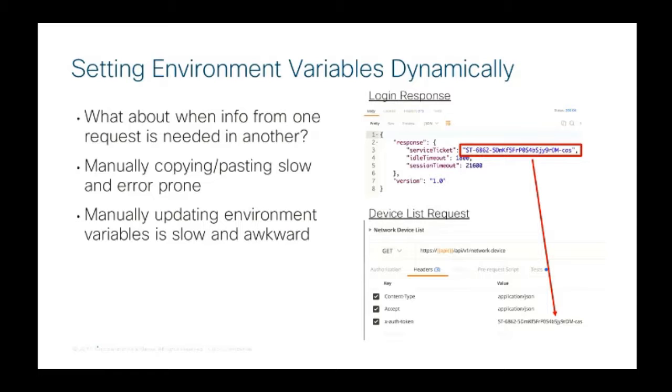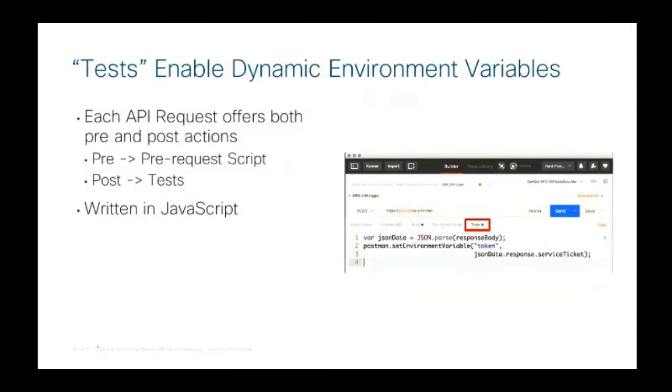Now manually copying and pasting that from the body of one request into another request's header is slow as well as quite error prone. And if you were to set those with environment variables but manually update the environment every time you logged in, well, that's also slow and a bit awkward. So once again, there must be a better way, is what I always say. And that's where some of the dynamic nature of Postman comes in. Postman gives us the ability to use tests as follow-up actions after a request. Now, if you have something you need to do before you send a request, you can use what are called pre-request scripts. But in this case, we're going to take advantage of tests to write a test that lets us dynamically create a new environment variable in the system.